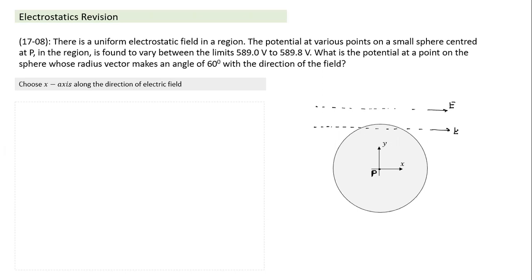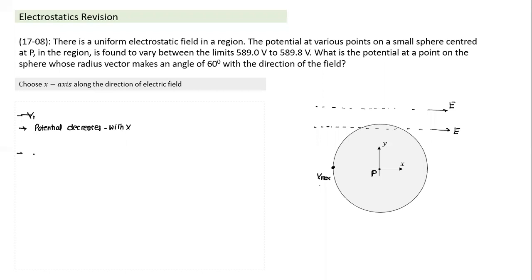If this is how the field is, at which point of this sphere will the potential be maximum? In the direction of field, potential decreases. Opposite to the field, potential increases. So it is the maximum negative distance from P. This is the maximum potential point on the sphere. The field is along the x direction, and potential is decreasing in the x direction, so potential will be maximum where x is minimum. The first point to notice here is that potential decreases with x, because the field is along x.